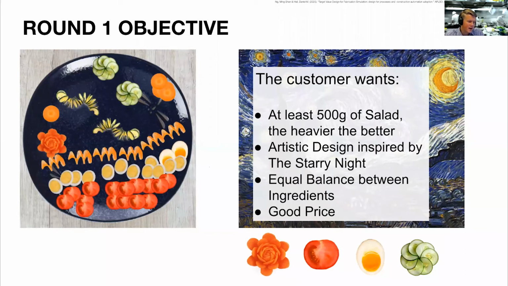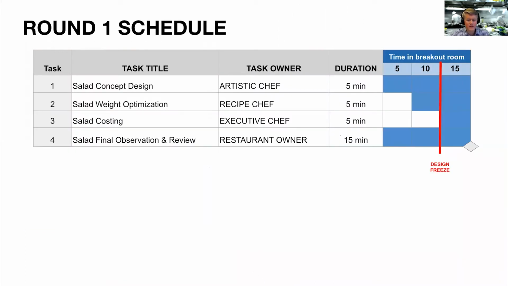All right. The schedule, the way it's going to work. First, we're going to start with the concept design. So we're going to send the owner and the artistic chef into the breakout rooms first. So the artistic chef and the owner, you go into the breakout rooms. We'll talk about what you're going to do there in a moment. Then the recipe chef will join the breakout room next, and they have a task. And finally, the executive chef at the end.